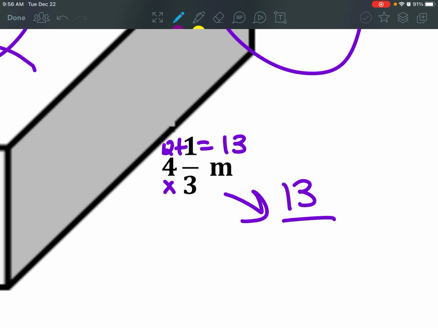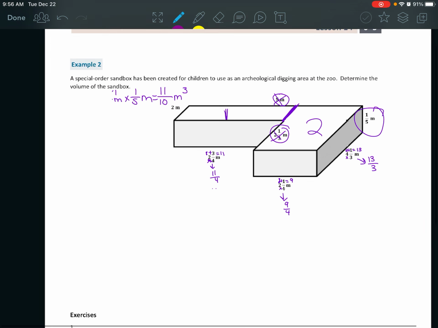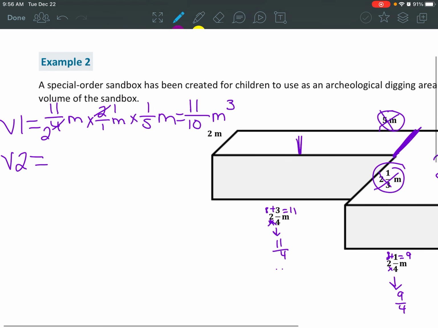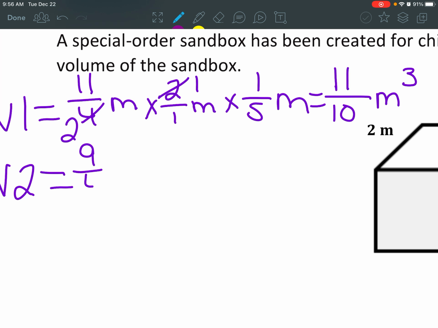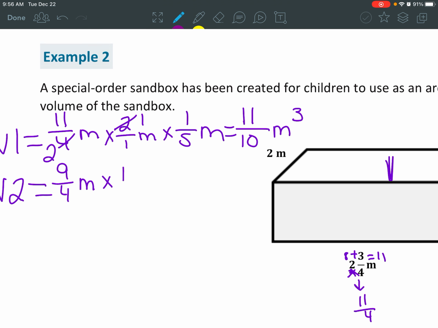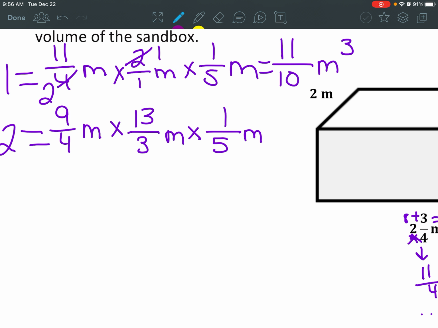So it'd be 13/3. So our volume of 2 is 9/4 meters times 13/3 meters times 1/5 meters. All right, can we cross cancel anything here?